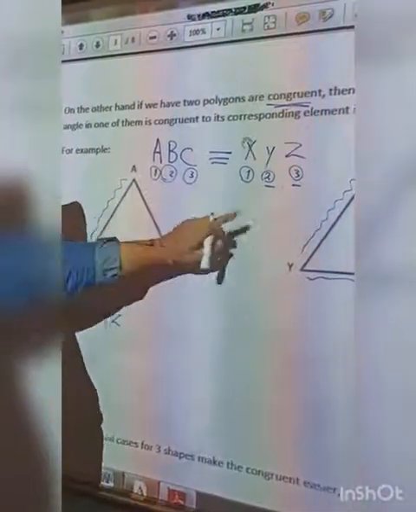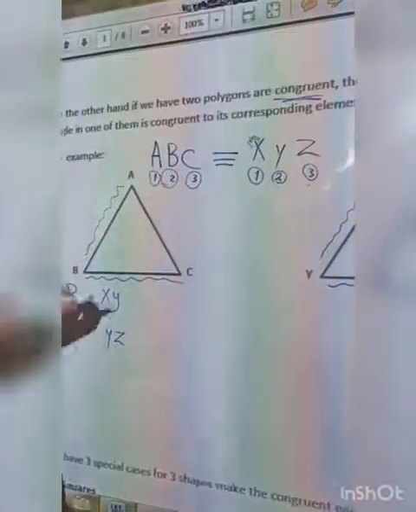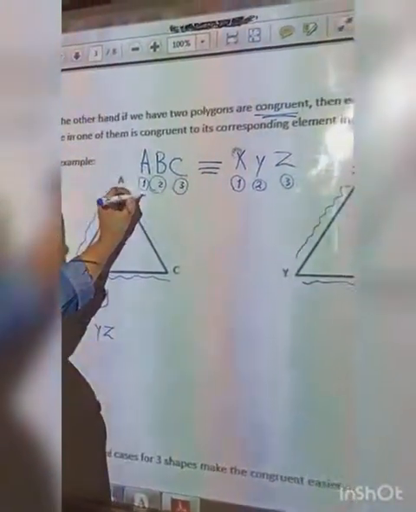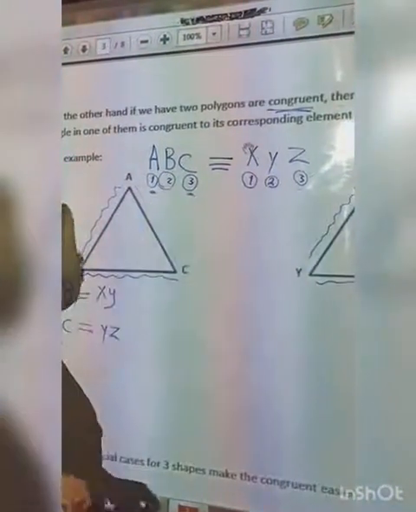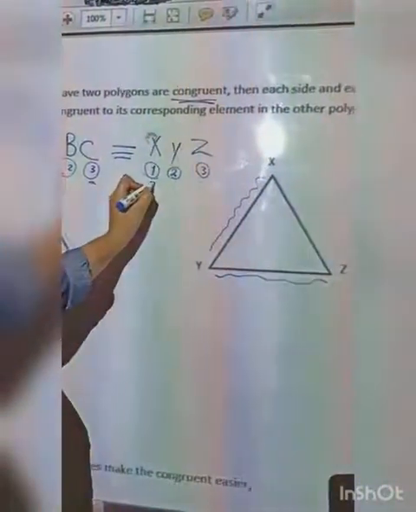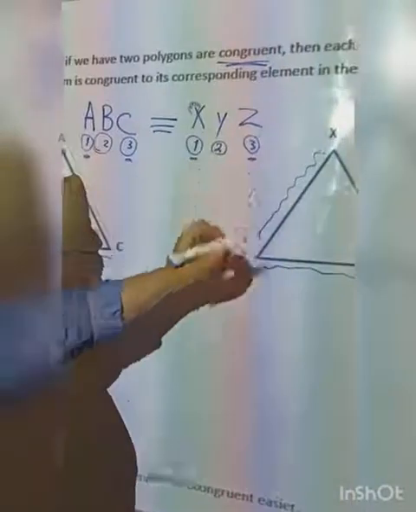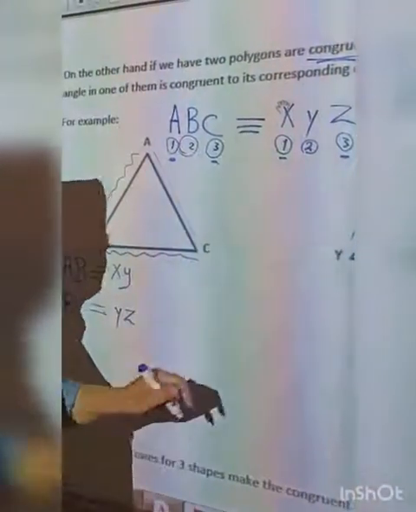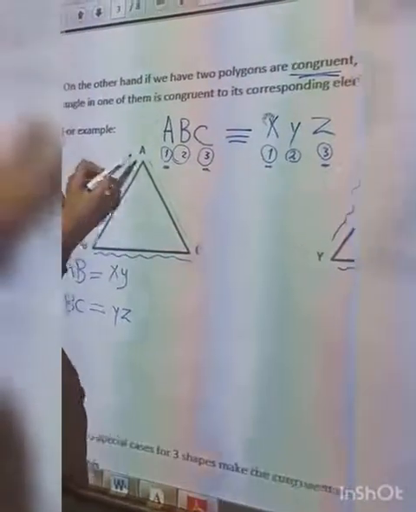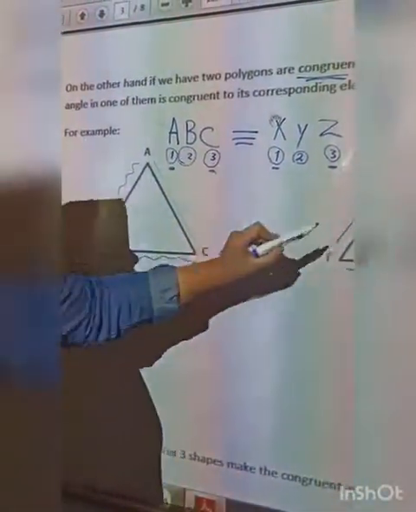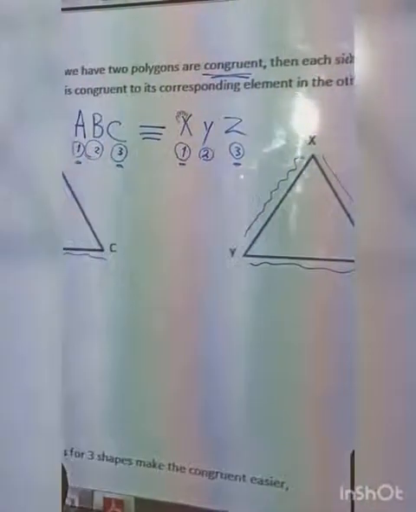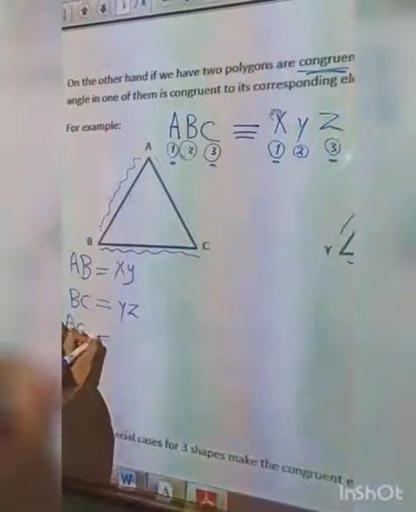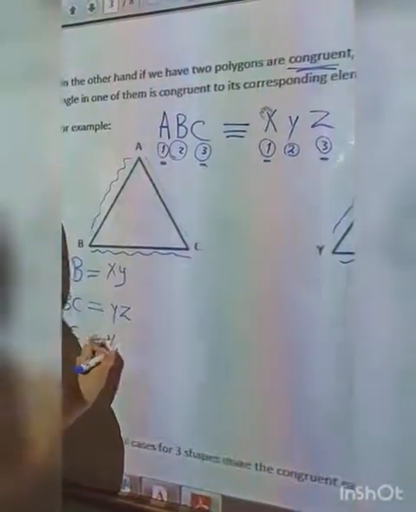And the last side is AC. AC is number 1 and 3. So I will take the letters 1 and 3 in the second polygon, which are XZ. So I can write that the side AC is equal to the side XZ.